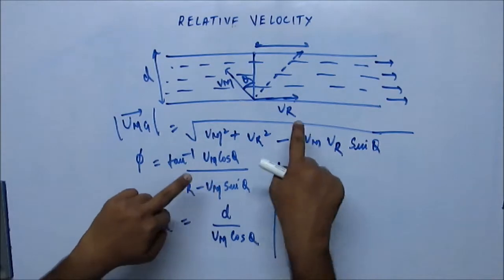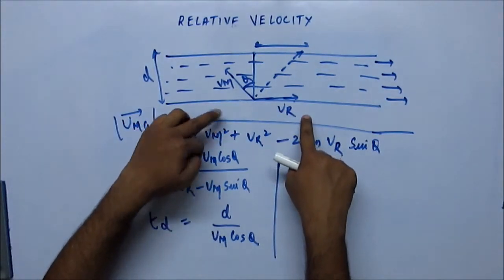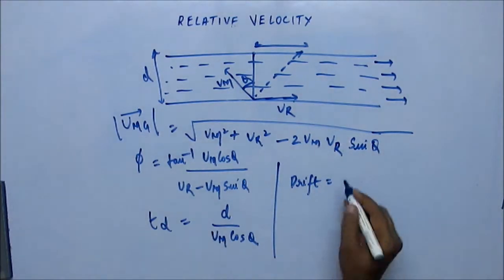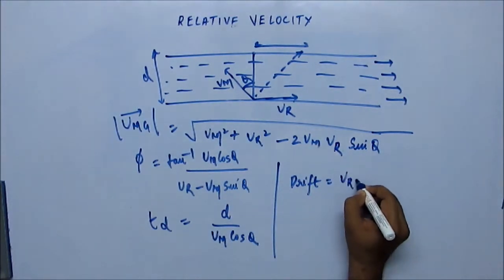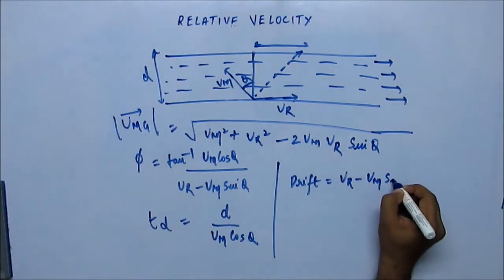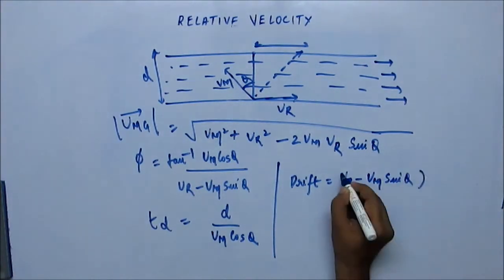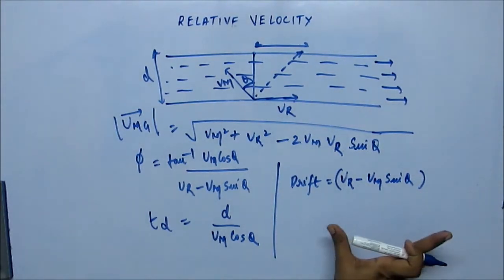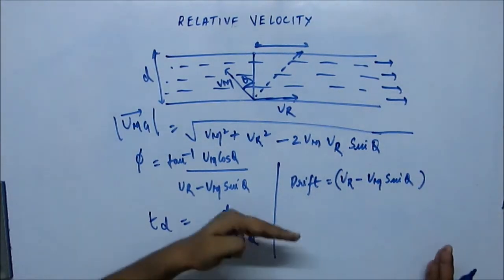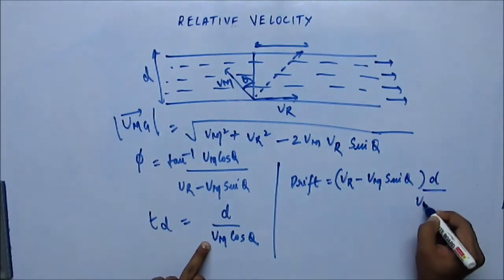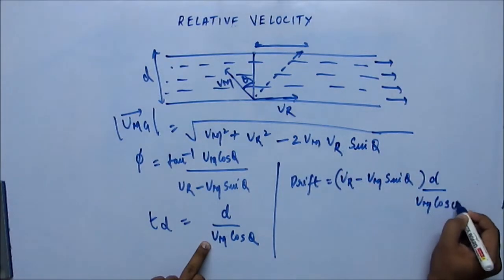And this Vr minus Vm sin theta is the component along the flow. This velocity is going to cause the drift. So drift will be Vr minus Vm sin theta. This is the velocity component that is going to cause the drift. Velocity into time, that is going to be the net displacement along the flow of the river, and the time taken for the journey is d upon Vm cos theta.